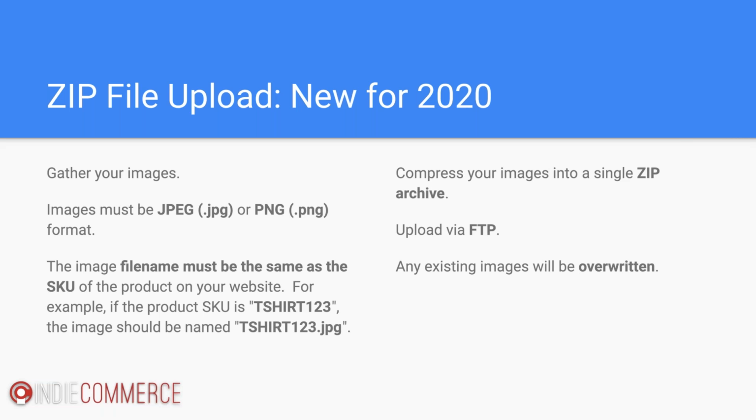You can then compress these into a zip archive. When you ask to enable this feature on your site, we will give you unique FTP credentials, and you can upload that zip file via FTP. We will process the file for you, and any existing images for those products will be overwritten. So if t-shirt123 already had an image and you uploaded a new one with this file, we would replace the one that was already there with the image that comes in this zip file.